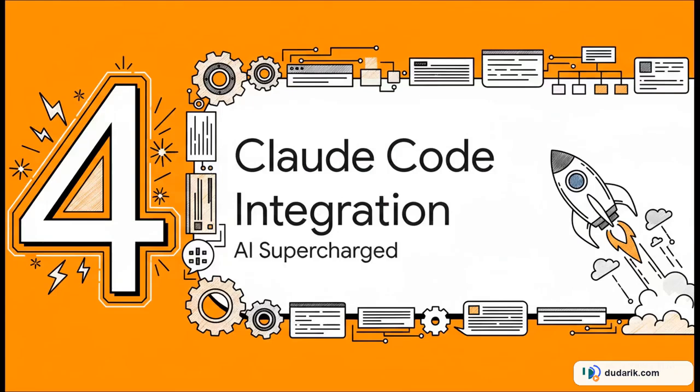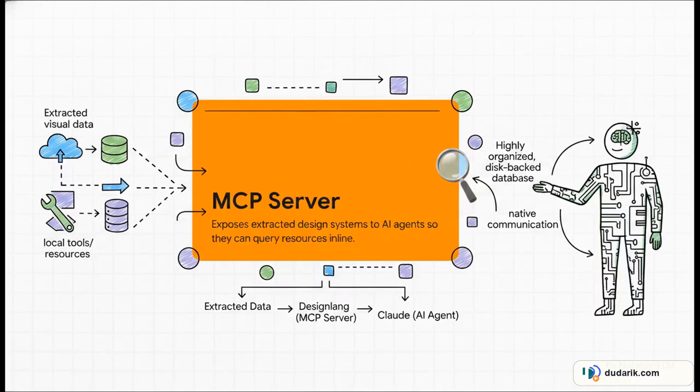Let's move to part 4. This is where things get really wild, the Claude Code integration. By acting as an MCP server, DesignLang bridges the gap between that extracted visual data and your AI coding agent. MCP, or Model Context Protocol, is what allows the AI to securely access local tools and resources.